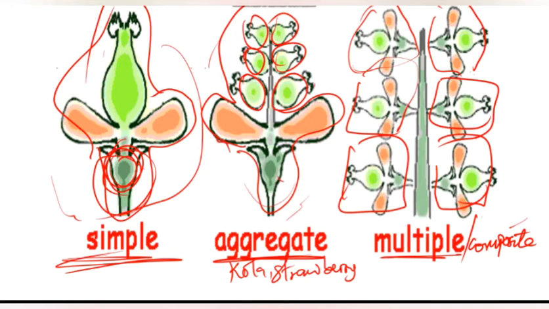Examples of a multiple fruit or composite fruit are the pineapple fruit, the fig fruit, and breadfruit. These are fruits that we call composite or multiple fruits. Now let's proceed with simple fruits.